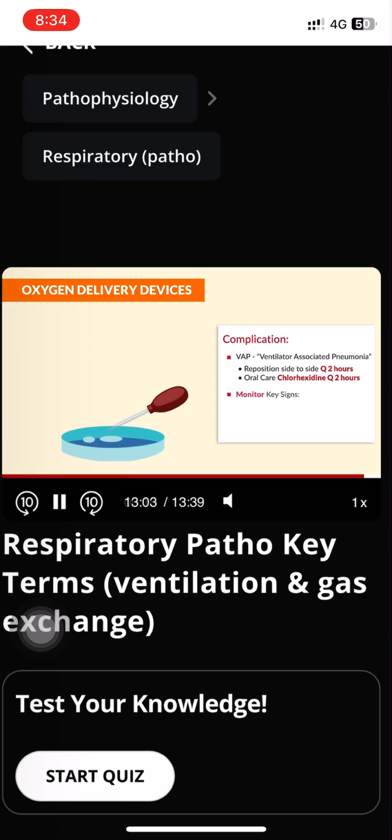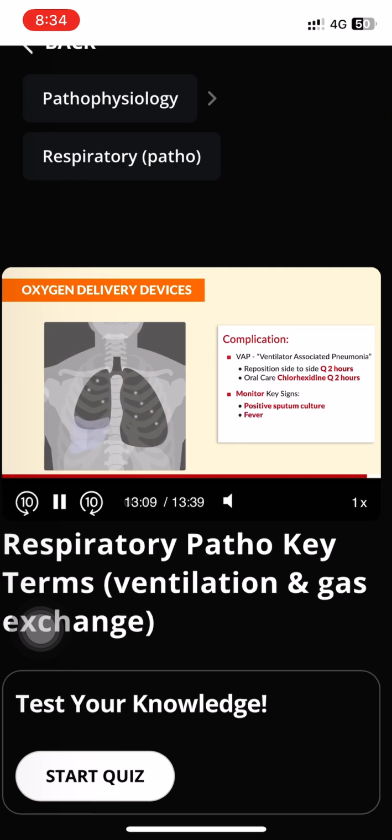And very lastly, you want to monitor for key signs. We have a positive sputum culture, a fever, as well as a chest x-ray with, key term here, new infiltrates. All these three typically indicate infection and worsening VAP, leading to that ventilator-associated pneumonia.